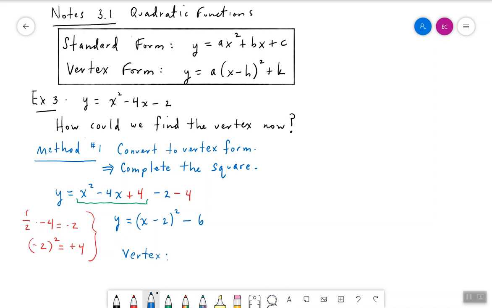And so where's the vertex? Well, we get the x coordinate right after the x. We have a minus 2. Remember, we need to flip the sign on that minus 2 and call it a plus 2. And then the constant at the end, the minus 6, is the y coordinate of the vertex. So we have a vertex at 2, negative 6. Okay, that's good math. Let me show you another way to do it.